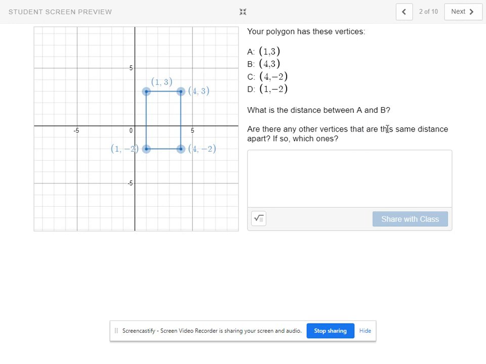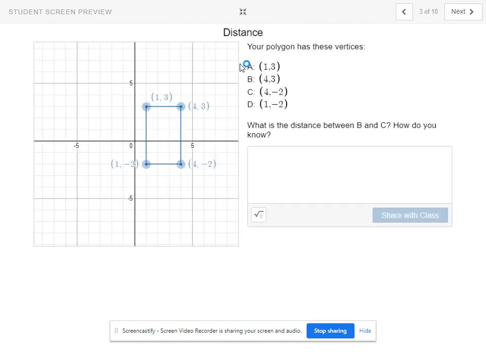And then are there any other vertices of the same distance apart? Well, yeah, definitely down here, C and D, right? So we've kind of been practicing these unique ones here for this type of idea for a little bit. So the distance is just going to be 3 units, right? 3 units. And B and C are also the same apart.